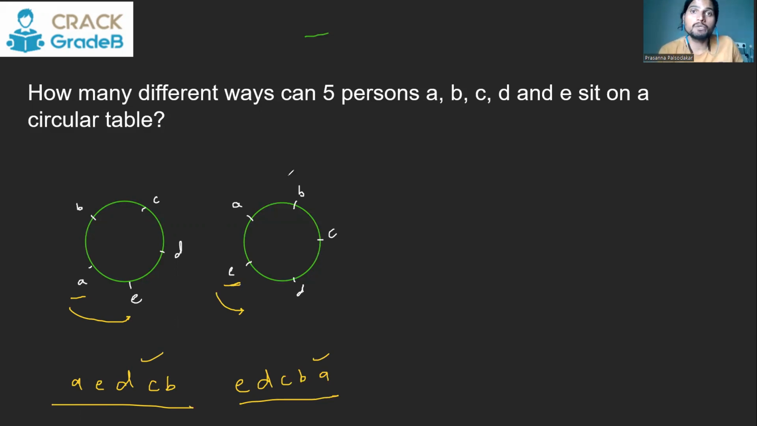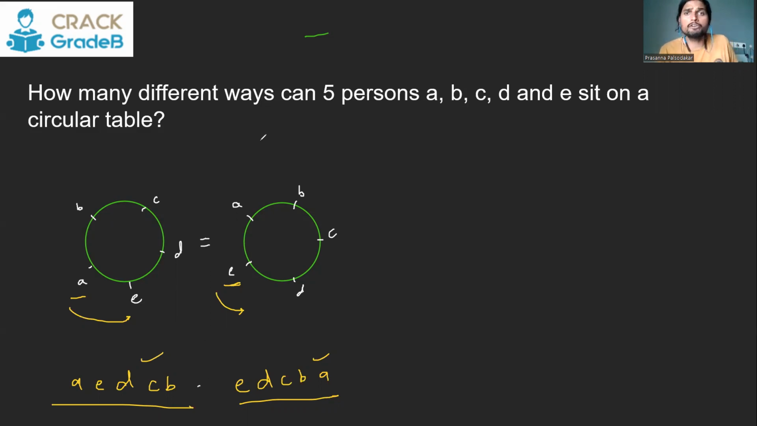But circular arrangement wise, these two are exactly the same arrangement, because they are already seated on the merry-go-round. All you have done is given a torque. So positions are not changed. This is not a different way from this way, right? Circular position wise it is the same thing, but linear arrangement wise it might be different.